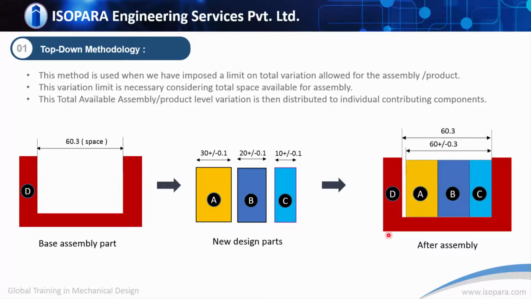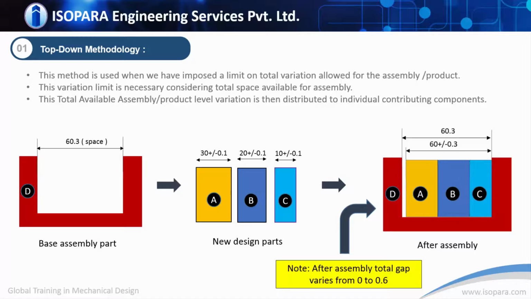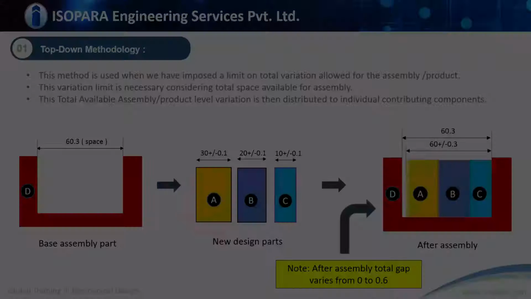And at worst case, they will give 0 mm gap. On the other side, we have given a negative 0.1 mm tolerance to each part A, B, C so as to allow relaxation in the opposite direction. Hence, this assembly will give a gap in the range of 0 to 0.6 mm, that is from 60.3 to 59.7 mm. And that's how the top-down method works.